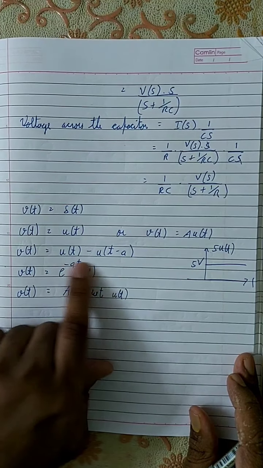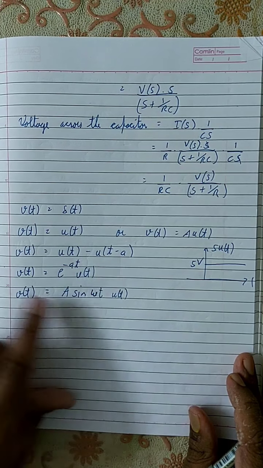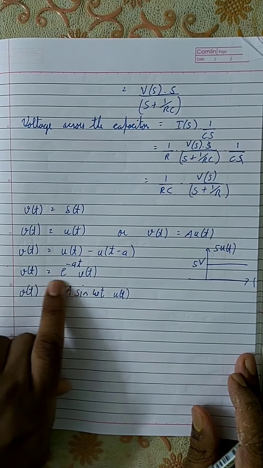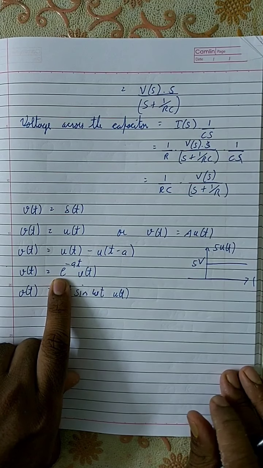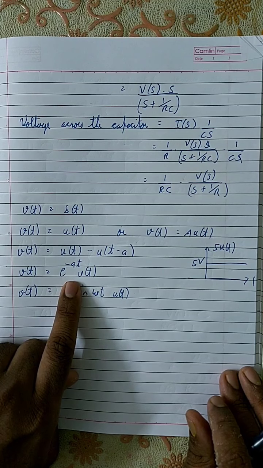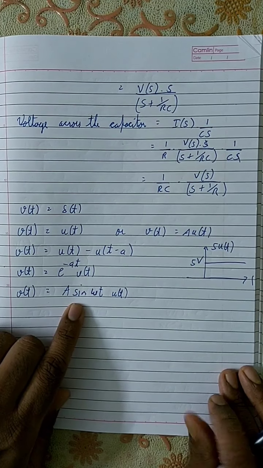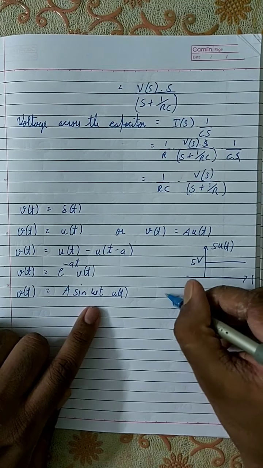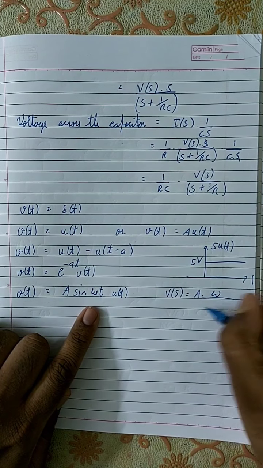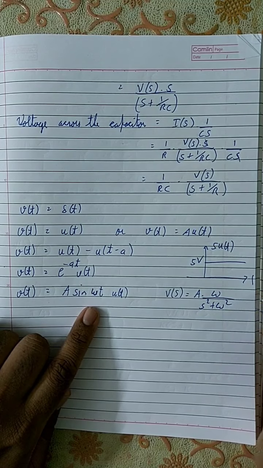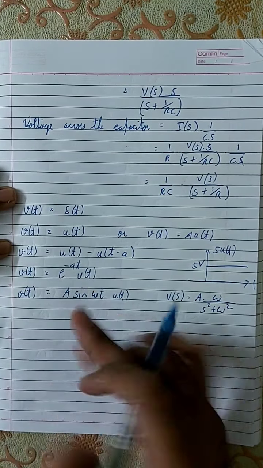Same way over here also, v of t represents a pulse signal, so V of s is equal to 1 by s minus e raised to minus as by s. And the V of s over here, v of t is e raised to minus at u of t, so applying the frequency shifting theorem, this will become 1 by s plus a. Here v of t is equal to a sin omega t, so therefore the Laplace transform of this is nothing but a into omega by s square plus omega square, okay.